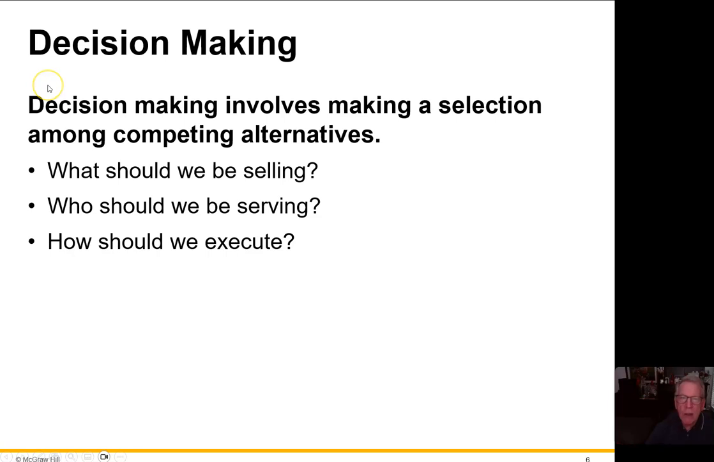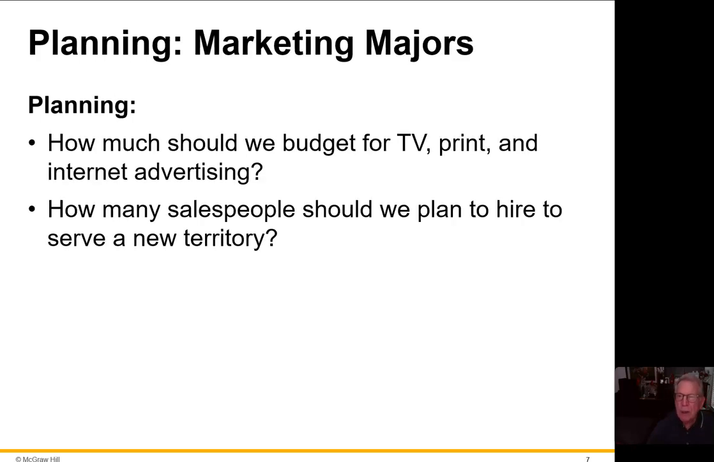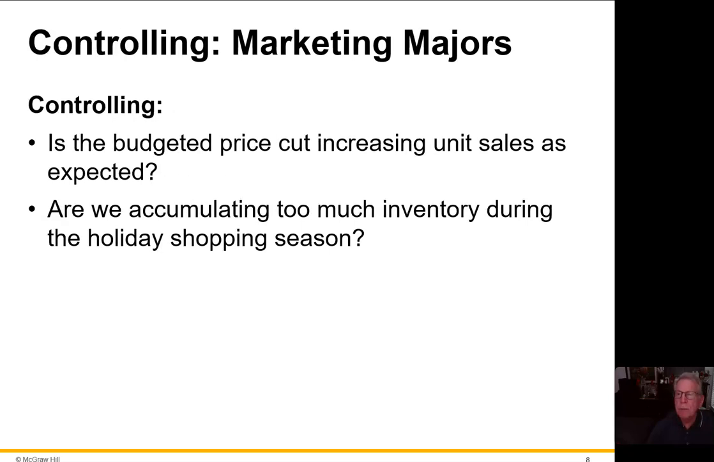Decision making. Here, that involves making a selection among competing alternatives. What should we be selling? What should we be serving? Who should we be serving? How should we execute that? So our planning then, that involves our marketing majors. How much should we budget for TV, print, and internet advertising? How many salespeople should we plan to hire to serve a new territory? All key decisions, all have cost implications and profit implications.